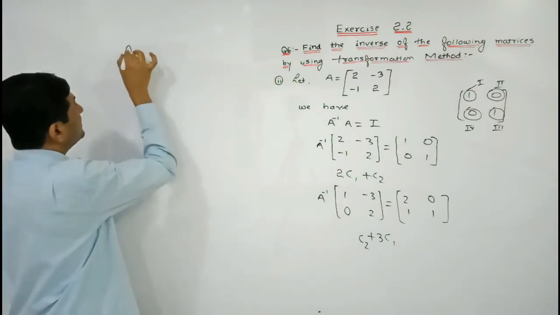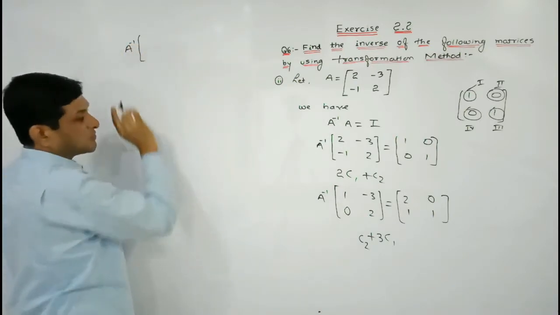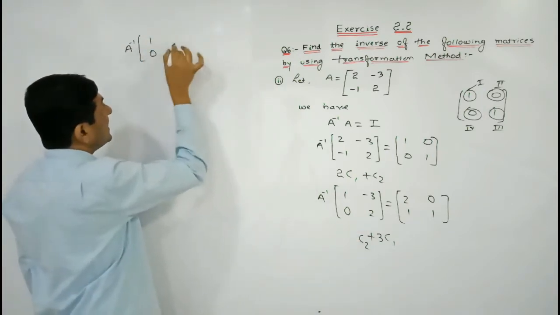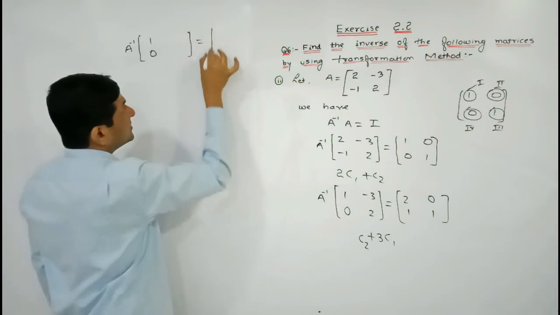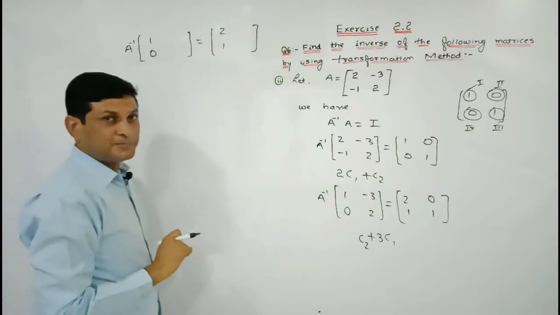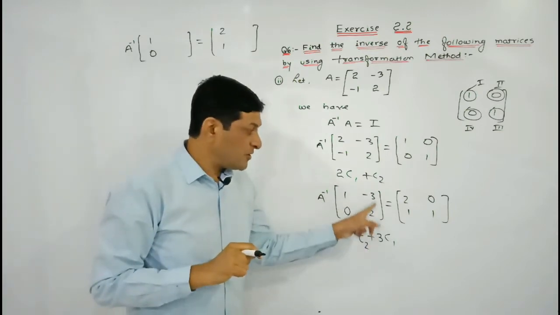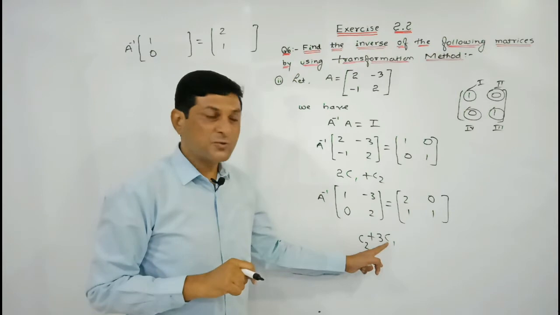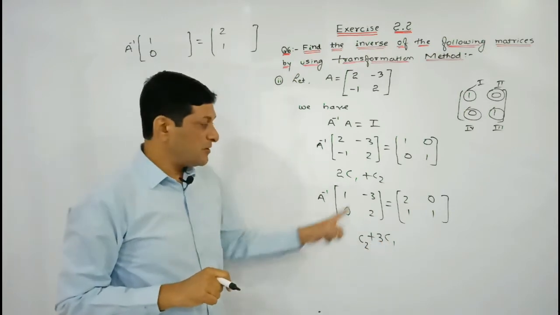So A inverse, keep it as it is. So our operation is on C2, so keep the element of C1 as it is. On this side also keep the element of C1 as it is, because our operation is on C2. So observe the element of C2. We are using the corresponding element of C1, and we are multiplying C1 by what? 3. Multiply C1 by 3.